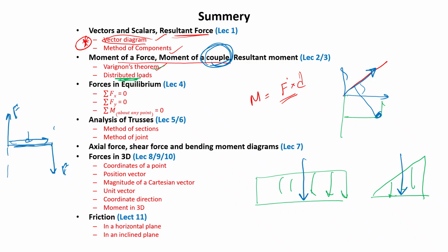It doesn't depend on where you are taking the moment about. So the moment about any point for a couple moment is just F times D, where D is the perpendicular distance between the two forces. And when forces are in equilibrium, you know how to apply equilibrium conditions. So you have some questions in this section as well.